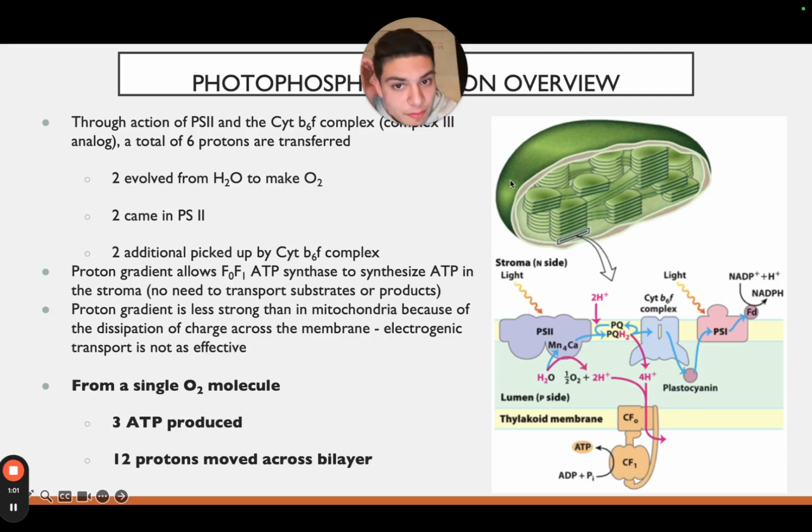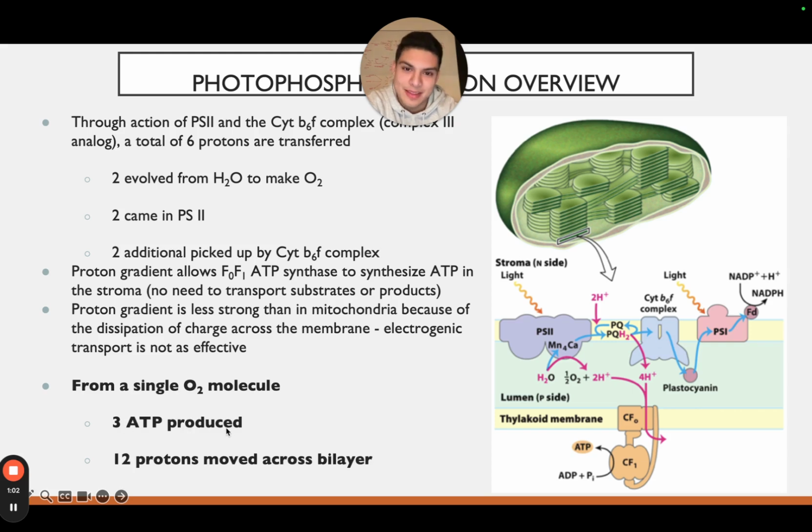So just to give an overview of photophosphorylation, 6 protons are transferred each time from one water molecule coming in. I think the best way to interpret this is from a single O2 molecule. As you can see, this picture is just showing you half. But from a single O2 molecule, we're going to produce 3 ATPs because there's going to be 12 protons moved across the bilayer. So what does that tell you? That approximately 4 protons are needed for producing 1 ATP.